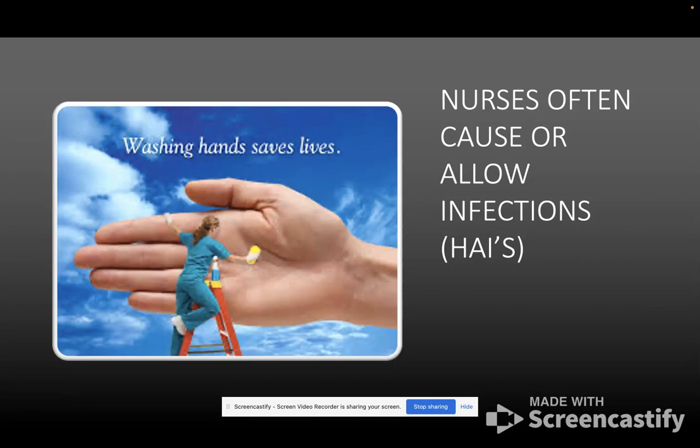A lot of times as nurses, we often cause or allow infections based on some things that we do. There are actually people in the hospitals whose job is to watch whether you wash your hands or not. They do audits to see how well you do at washing your hands. Certain facilities have badges that have to be scanned as they go in the patient's room, to show that they are washing their hands as they're going in, and washing their hands as they're coming out.